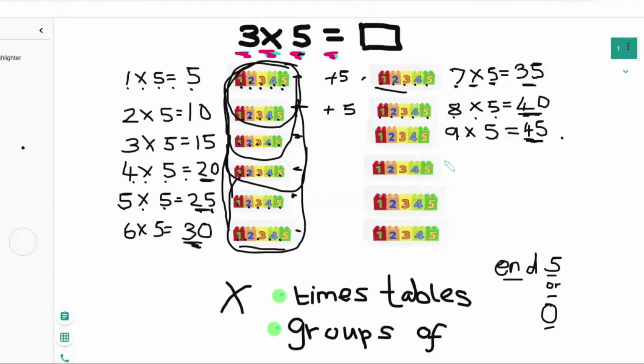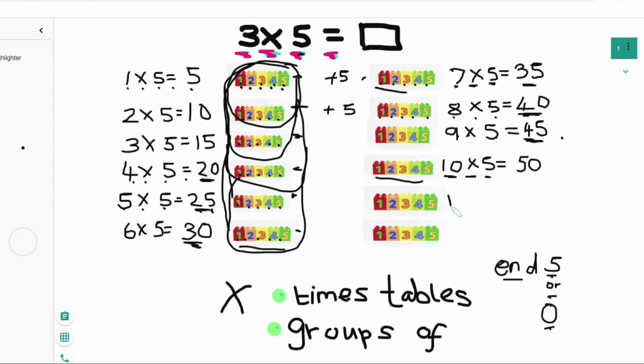Let's do another one. Let's do 10 times 5. Nice and easy. Here we go. Now remember, in our 5 times tables, all of the numbers end in 5 or 0. So 10 times 5, 10 groups of 5 is 50. We simply added on another 5. You can use the blocks to help you, or you can use your fingers.